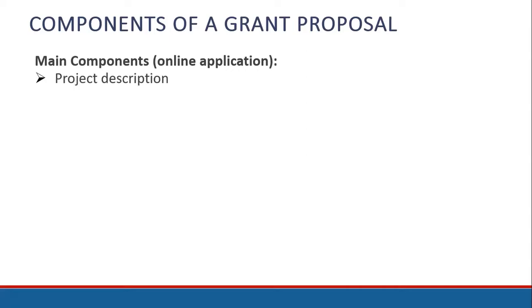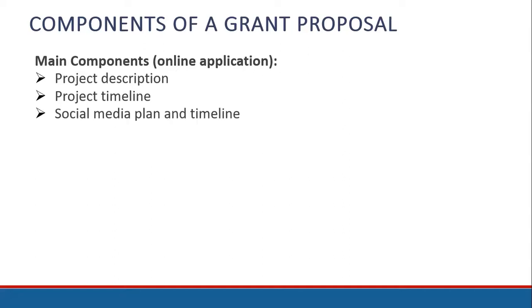Components of a grant proposal. The main components which you will submit through the online application include a project description. This is the narrative or written description of your project. While it is true that this portion is vitally important to a grant proposal, there are other components that are equally as important and require attention and planning, including your project timeline, the social media plan and timeline, as well as your budget.